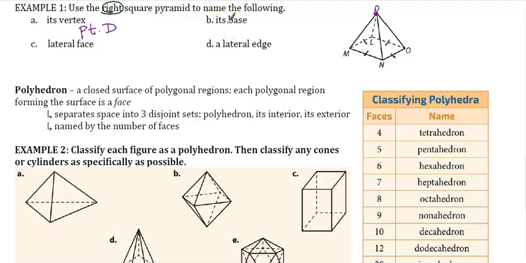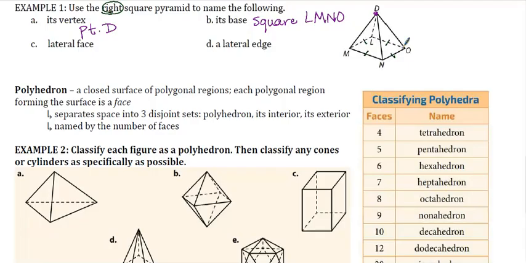Its base. Remember they told us it was a square. So we're going to write square. And then to name it, we just pick a place and go clockwise or counterclockwise. So I'm going to start at L, and I'm going to name it L, M, N, O. I'm going counterclockwise, L, M, N, O, but I named it in order.